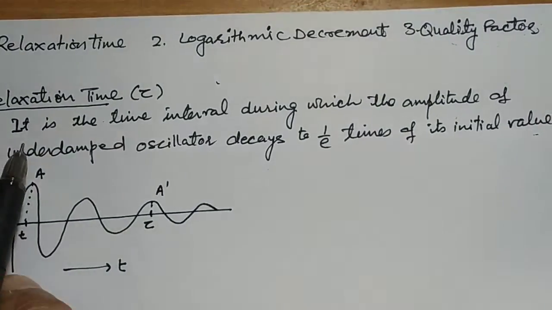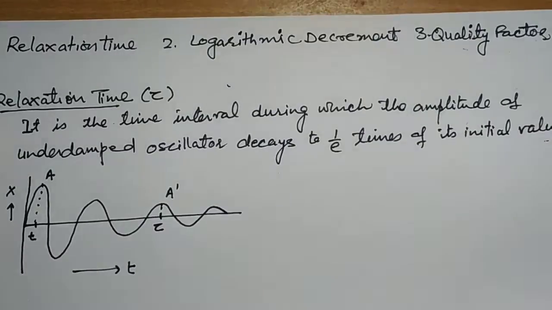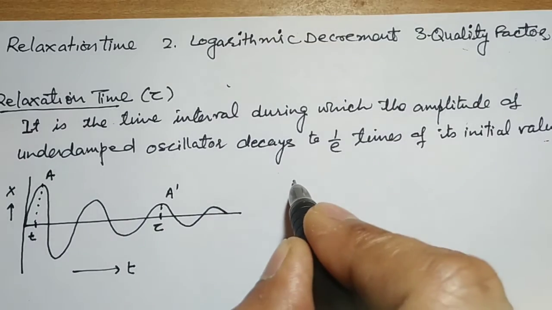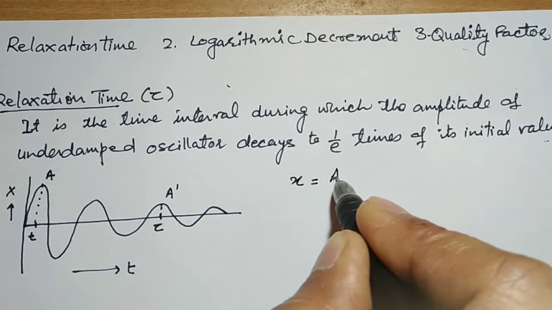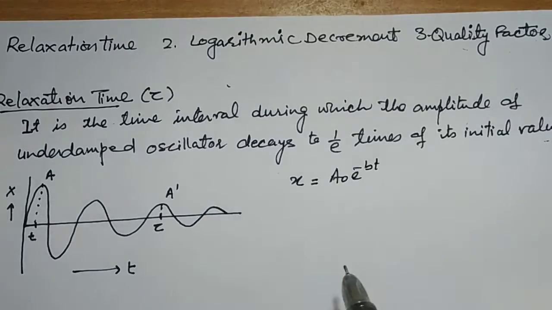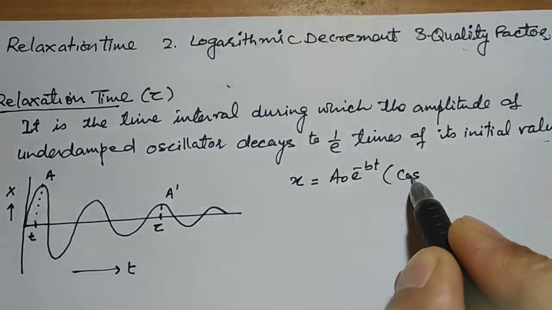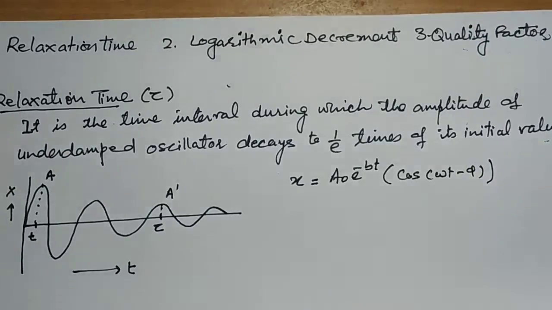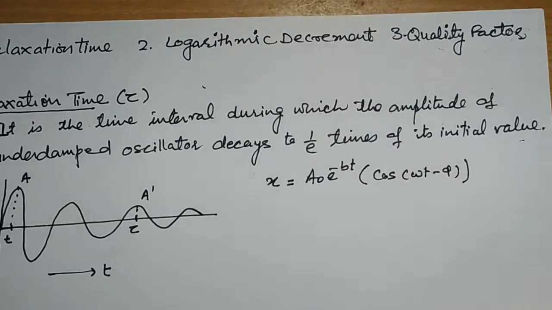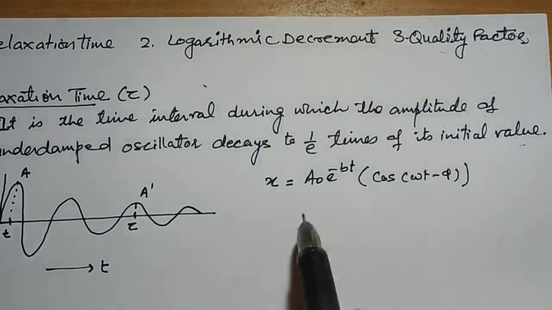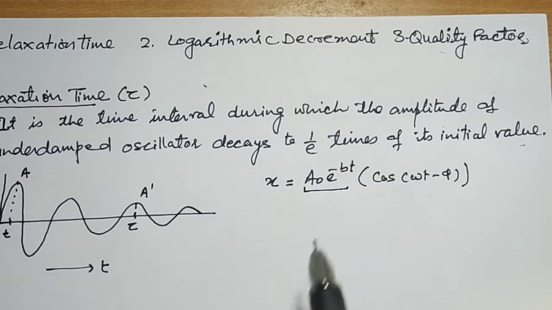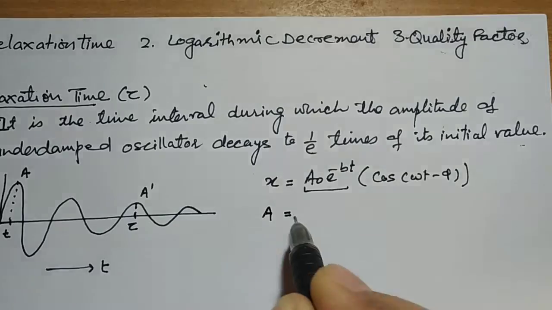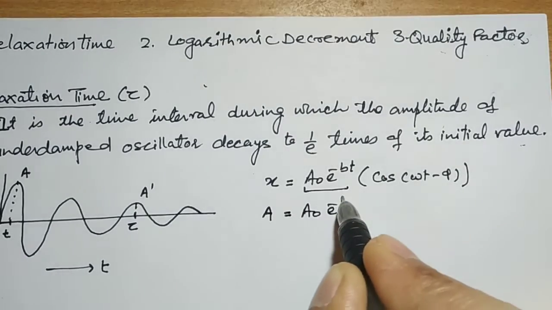Then we can very easily find the relaxation time, because we know that the displacement for an underdamped oscillator is given by x is equal to a naught e to the minus bt into cosine of omega t minus phi. So that is the displacement. But if we talk about amplitude of the displacement, then this is only the amplitude. Therefore, at a certain time, we can take this amplitude is equal to a naught e to the minus bt.